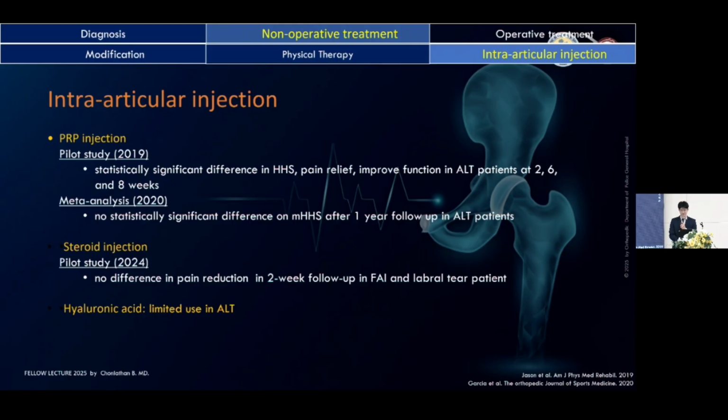For intra-articular hip injection, for a PRP injection, there is a pilot study conducted in 2019, which found statistically improved modified Harris hip score and pain relief function in ALT patients, but only in the short term at 2, 6, and 8 weeks after PRP injection. And in 2020, a meta-analysis found no significant difference in modified Harris hip score after 1 year follow-up in ALT patients. For steroid injection, there was a pilot study from last year, which found no difference in pain reduction at 2-week follow-up. Hyaluronic acid injection is still of limited use in ALT.